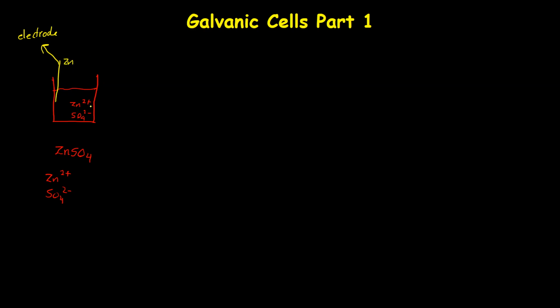I will see what's happening inside this container. When I look at this, I can't see anything, but actually there is something dynamic here. Always Zn solid, that is the electrode, becomes Zn2+ aqueous plus 2 electrons. So Zn dissolves and gives Zn2+ and 2 electrons. And on the other hand, Zn2+ from solution gets electrons and becomes Zn. So the reverse reaction also is happening.